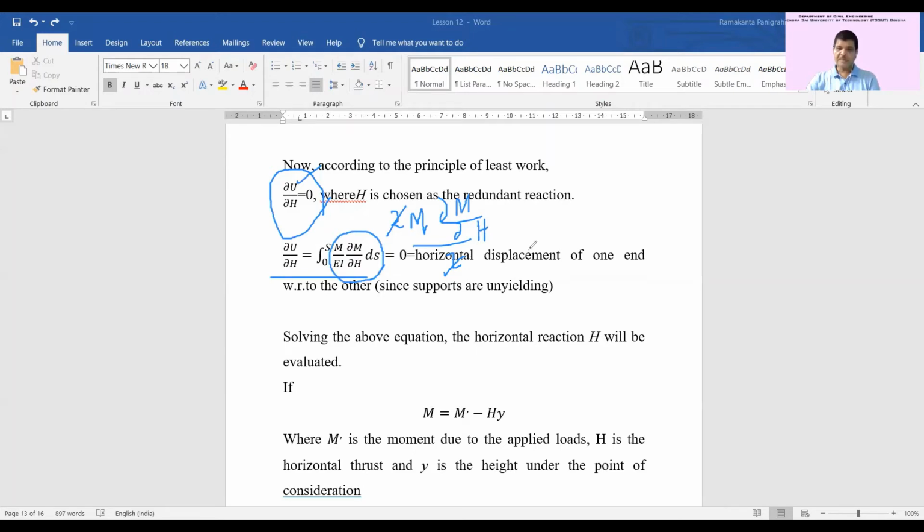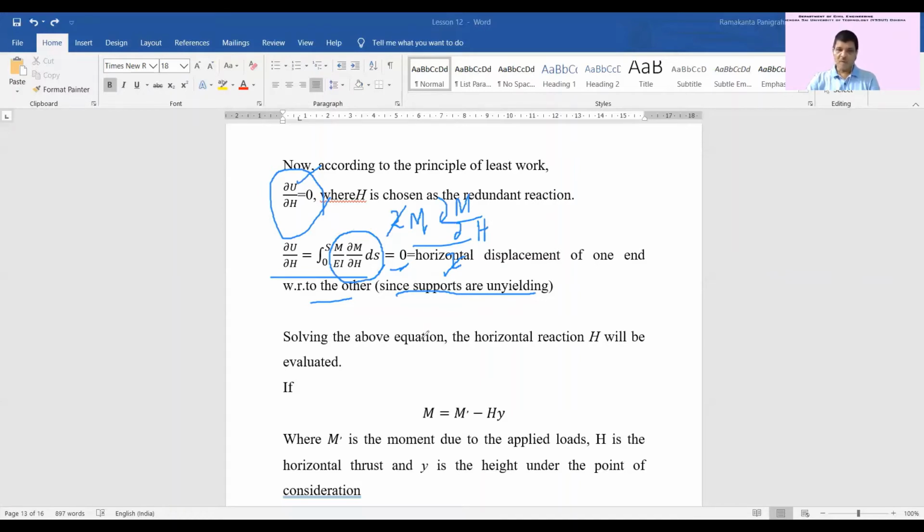That is the horizontal displacement of one end with respect to the other end. What is this 0? Basically this is the relative displacement. Del U by del H is equal to the relative displacement of one support with respect to the other support. Because your supports are unyielding, it is equal to 0. If they are yielding, then this value will be equal to the value that is yielded. Let it be 1 mm, 2 mm, or some value, and del U by del H is that value. So the unknown can be directly obtained.